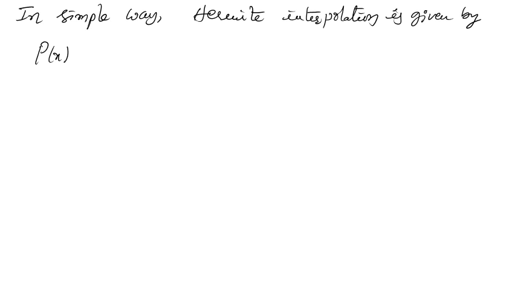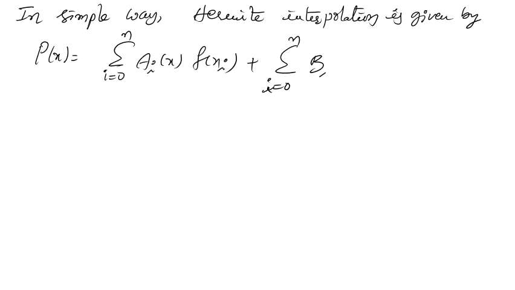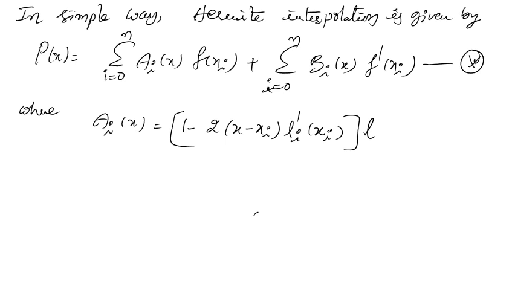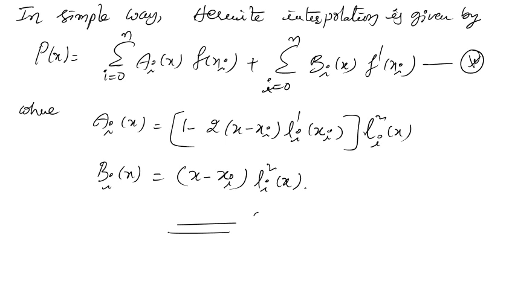Just remember this: P of x equal to summation i equal to 0 to n ai of x into f of xi, plus summation i equal to 0 to n bi of x into f dash of xi, where ai of x is equal to 1 minus 2 into (x minus xi) li dash of xi, multiplied by li square of x, and bi of x is just (x minus xi) multiplied by li square of x. This is Hermite interpolation.